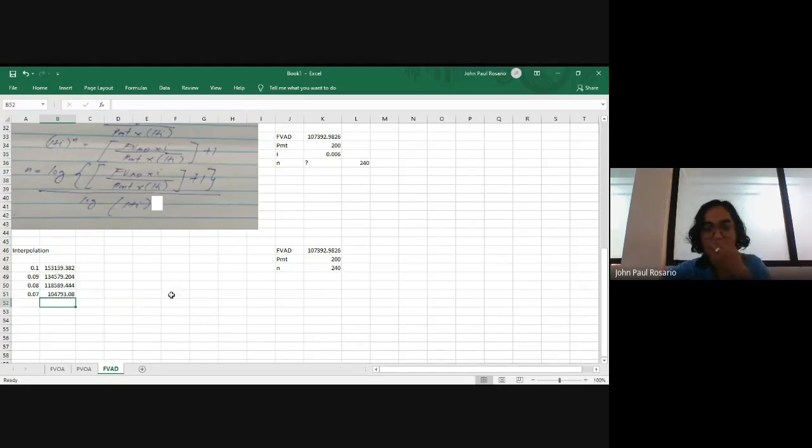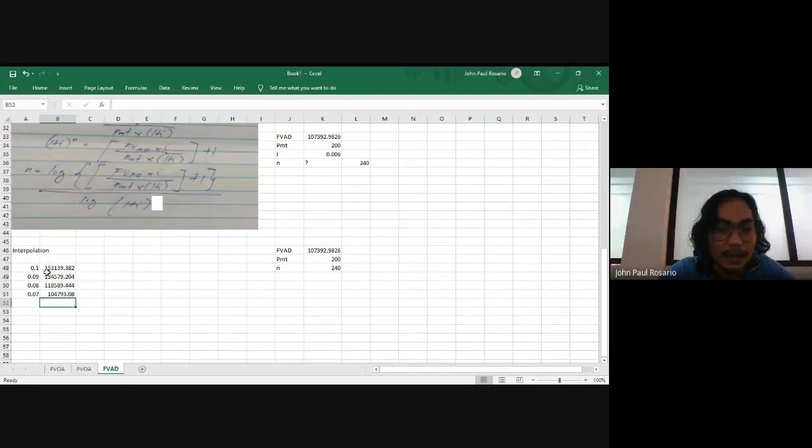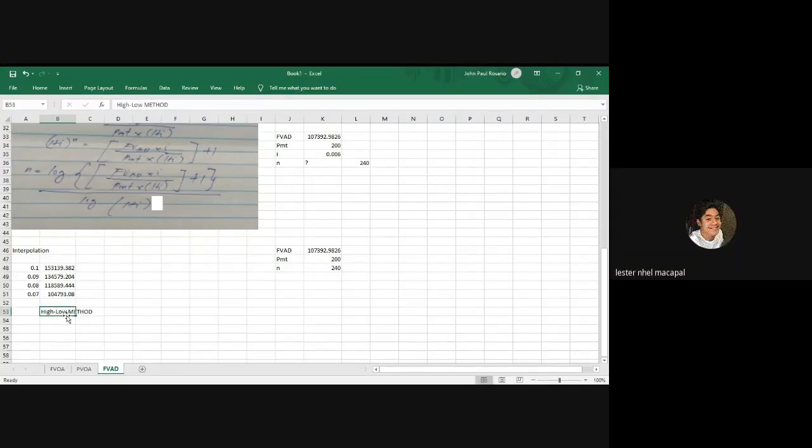Okay. So here, as you can see, guys, 107 is already in between 104 and 118. Tama? Yes, sir. Okay. So meaning our interest rate is in between 8% and 7%. Now, we make use of high-low method. Naka-introduce naman ko sa inyo sa high-low method, di ba? Okay. Yes, sir. Tama? Okay.